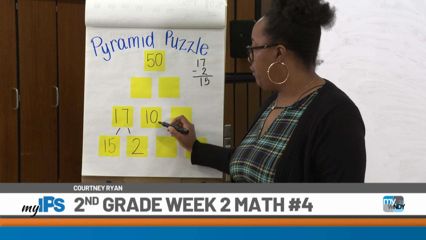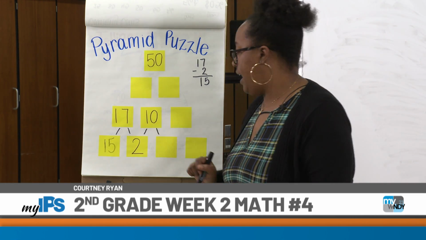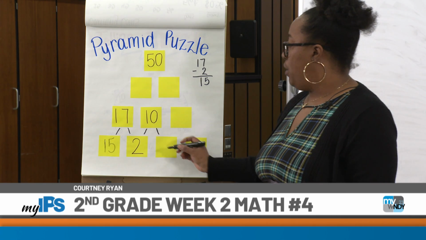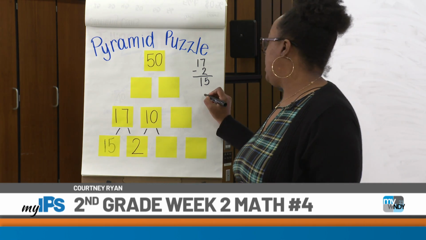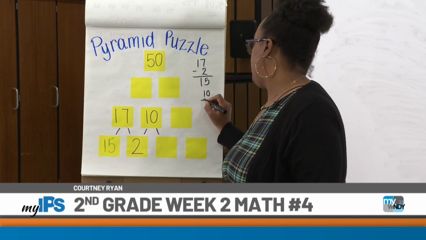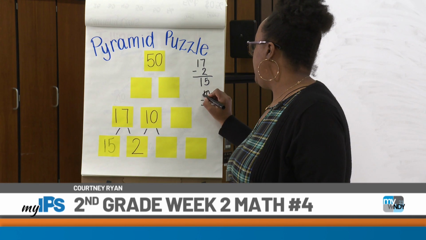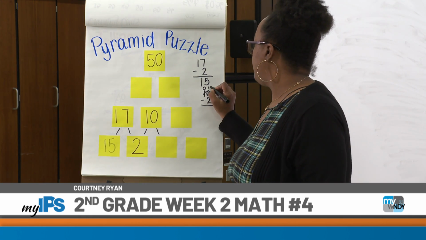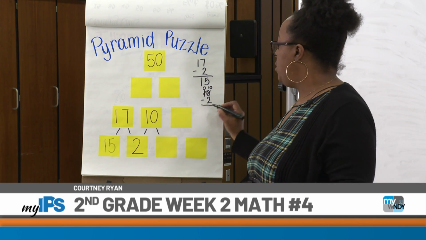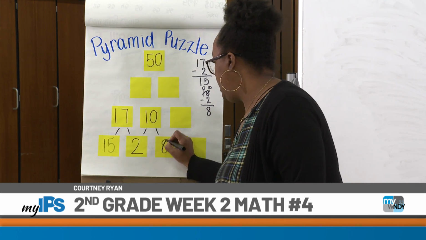I can then come over and look at the 10, and I know that these 2 numbers have to equal 10. So what number plus 2 equals 10? Again, we can subtract to find the answer. So 10 minus 2, I'm going to do a little bit of regrouping. I'm going to borrow from my 10s. So 10 minus 2 is 8. So I know that 8 goes here.